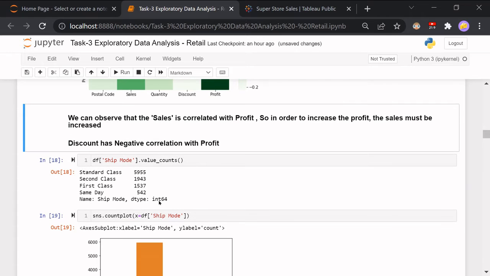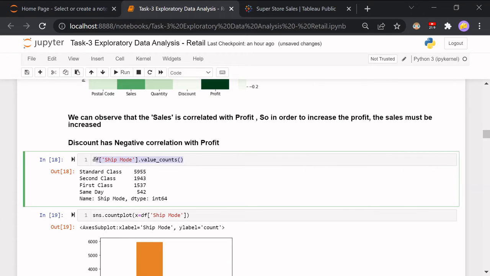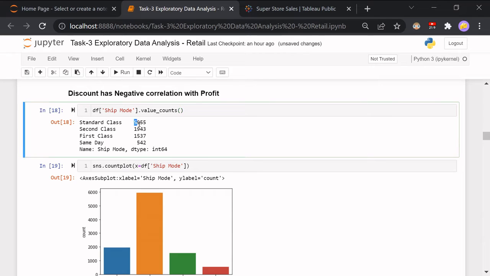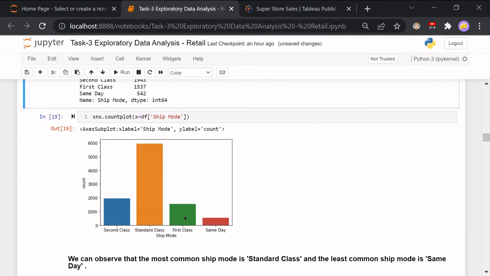After that, what I am doing is that I am taking the feature ship mode and applying the value counts function. What it is doing is telling us that approximately 6,000 data points from our data set have the standard class. That is, the standard class is most commonly used by the people. Maybe because it's less expensive, it may be cheaper as compared to the first, second, and the same day class shipping mode like that. So what we can do here?